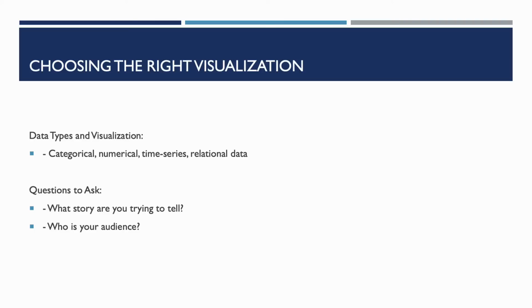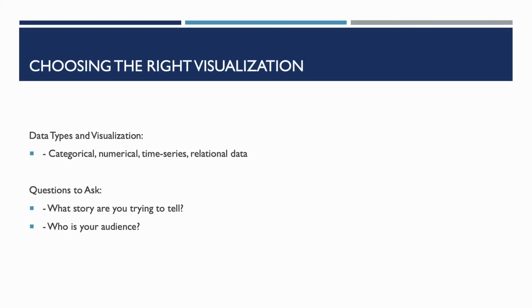If it's categorical data, categorical data refers to variables that represent categories, for example product types, regions, or customer segments. The best visualizations for categorical data are bar charts, pie charts, and heat maps, as they allow us to compare quantities across different categories.